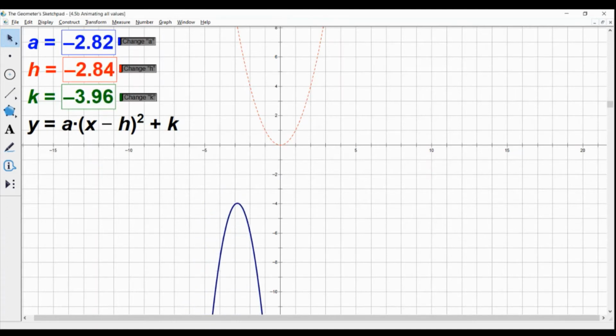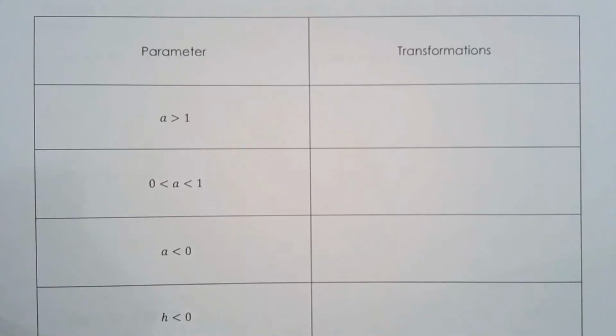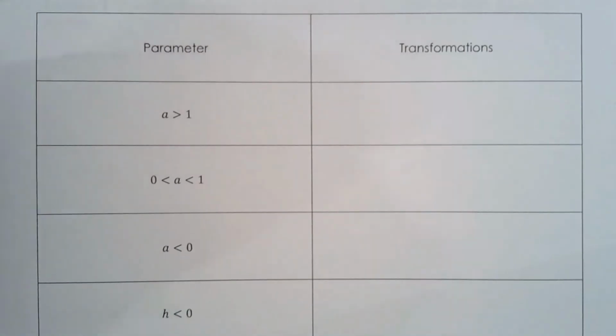Okay, so let's go back to the handout. Okay, so hopefully you appreciated the animation. Let's go back to the handout and fill in the rest of the cells here, or fill out this table. So we are going to summarize what we saw in the animation just before we forget.